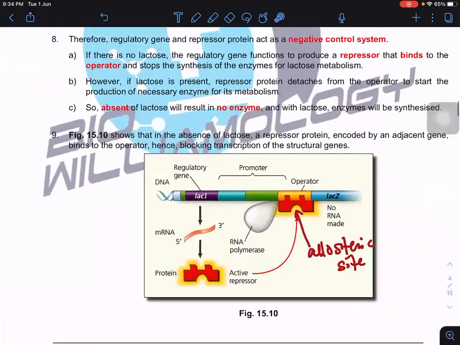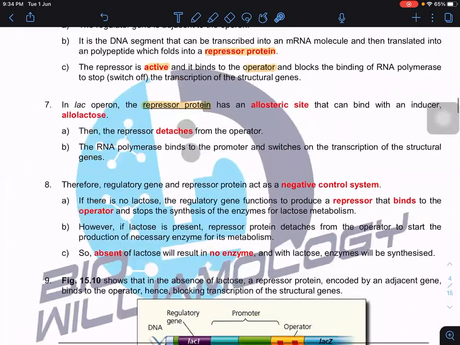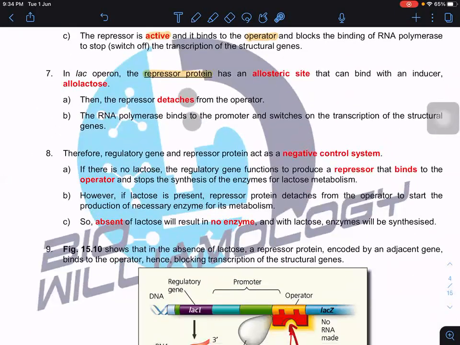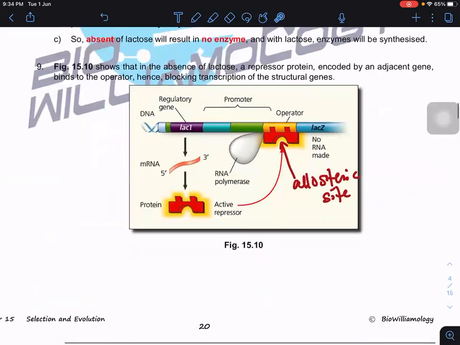So look at this. Therefore, the regulatory gene and repressor protein act as the negative control system. If there's no lactose, the regulatory gene functions to produce a repressor, which binds to the operator and stops the synthesis of the enzyme. If lactose is present, the repressor protein detaches from the operator and starts the production of the necessary enzyme. Absence of lactose results in no enzyme. Therefore, the bacteria save their ATP, right? Like for example, if the room is bright already, why would you want to turn on the light? Same concept here.